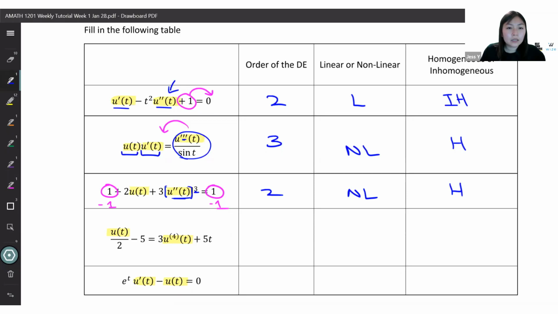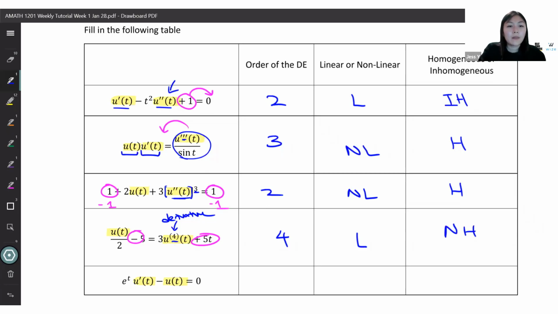And then for this next one, whenever you have a bracket with a number like that, it doesn't mean an exponent. That means the derivative. Okay, so this is a derivative. So the highest order derivative is actually order 4. Each one is raised to the exponent of 1, each u term. So this one's linear, and it's non-homogeneous because there's a bunch of other stuff left over. So non-homogeneous.